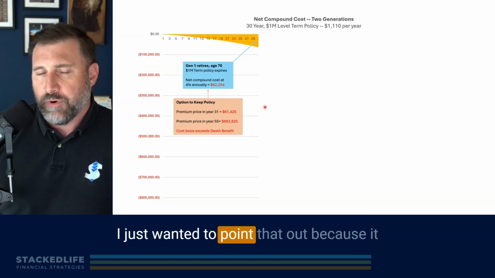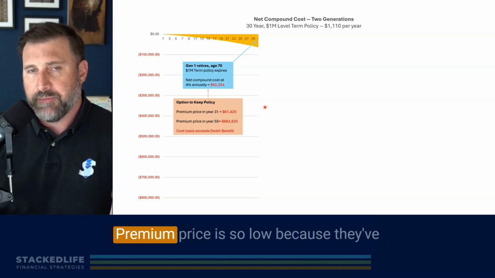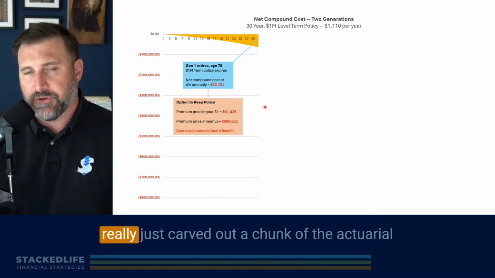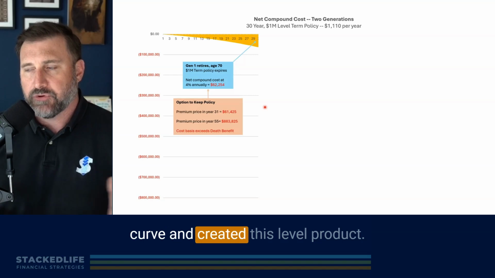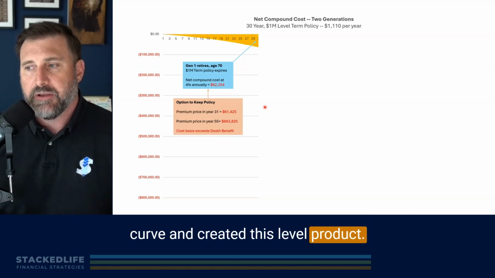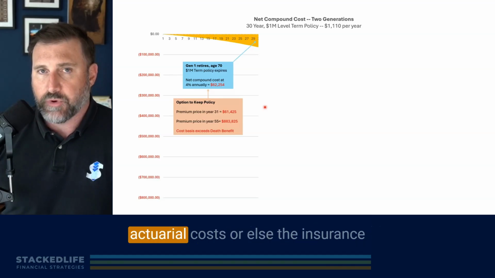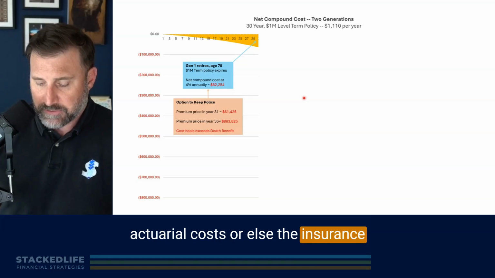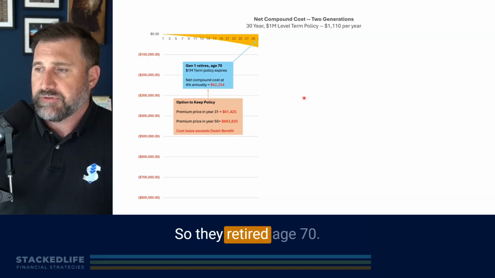I just wanted to point that out because it helps us understand why the term premium price is so low: they've really just carved out a chunk of the actuarial curve and created this level product. But if they wanted to keep this for longer, they would need to catch up with their actuarial costs, or else the insurance company can't take on the risk to do that. Okay, so they retire at age 70.